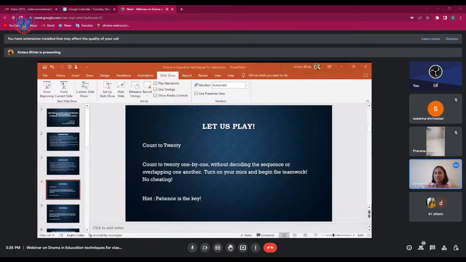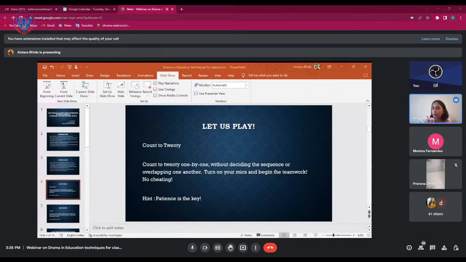Anyone has any clue? So we had this workshop for children during the pandemic, online. The platform was Zoom, and it was like this. We were playing this game. The first two days, this game failed because they overlapped each other. The third day, it was a success. Everyone said their numbers on time and they were focused.